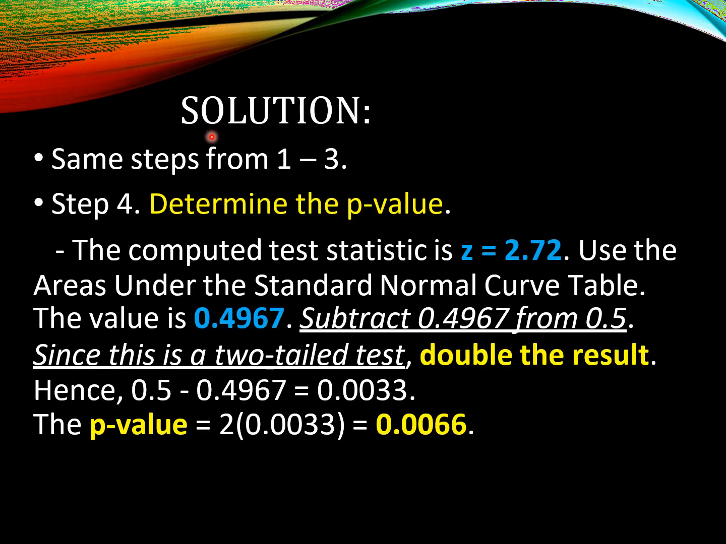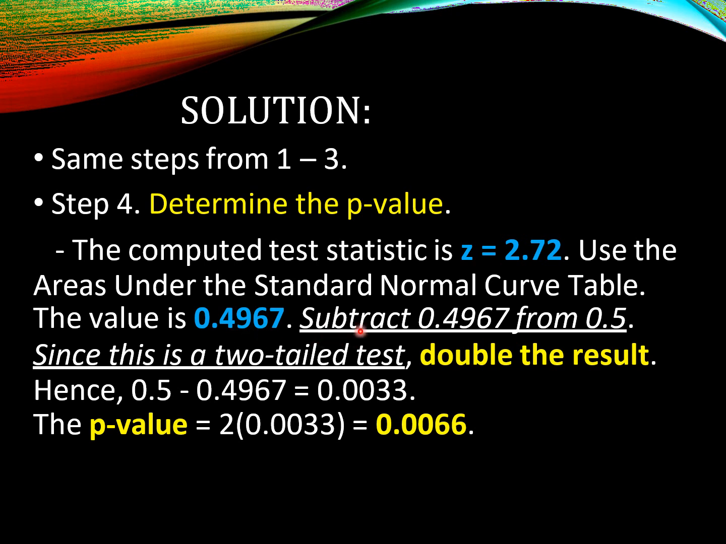Okay, so same solution using the p-value method, yung first 3 steps natin. So kapag gagamitin nyo na yung method na ito, no need to write the first 3 steps. Proceed na kayo right away to the fourth step in which you're going to determine the p-value. So the computed test statistic is z equal to 2.72. Naalala nyo to sa step 3 natin kanina. Use the areas under the standard normal curve table, then the value is 0.4967. Si 2.72, yung area na makikita natin sa z-table natin will be 0.4967.